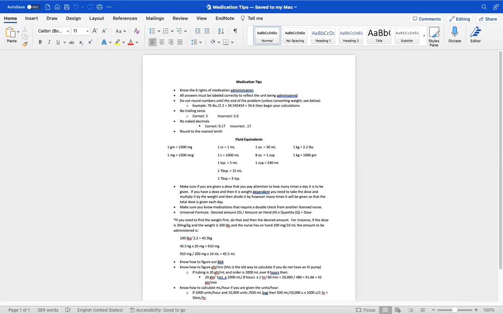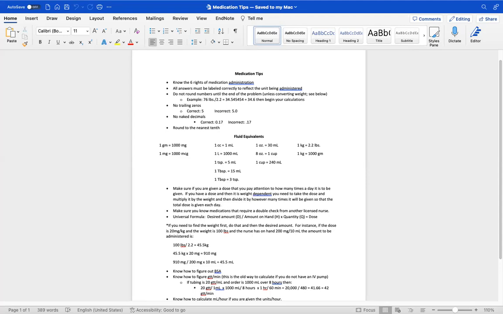Okay, everybody, I've got the medication stuff that we were going to go through today. I hope everybody has been safe and that you're staying plenty warm. So this is just going to be some of the medication tips, and then I will go through the worksheet as far as the med calculation.